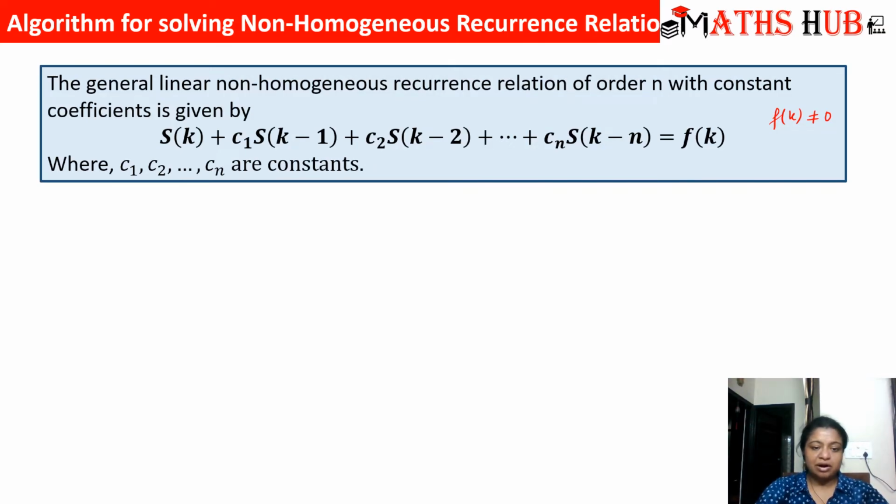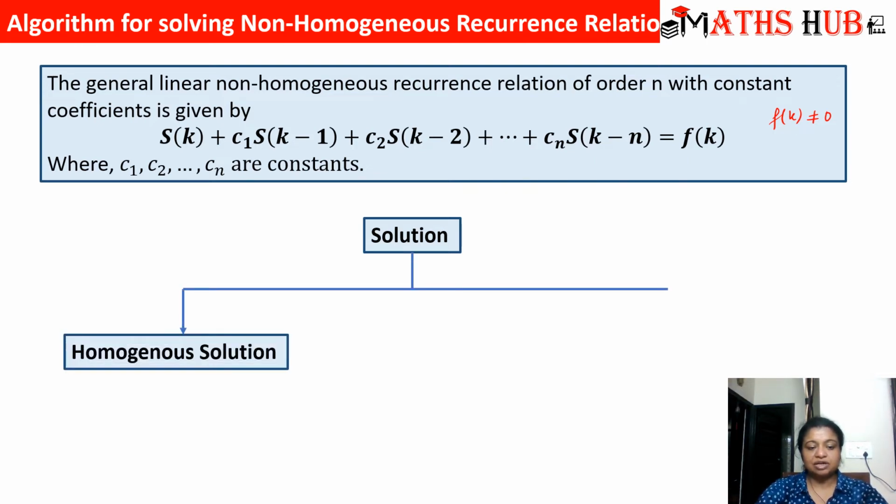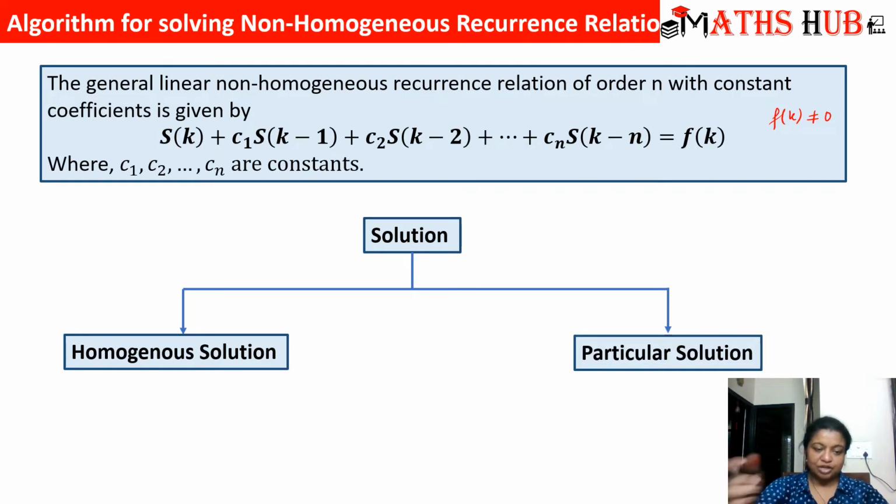So what is the algorithm to solve this type of non-homogeneous recurrence relation? The algorithm says that the solution contains two parts. The first part of the solution comprises the homogeneous solution and the second part comprises the particular solution. In the last video, I've already talked about how to calculate the homogeneous solution. So just a little recap.